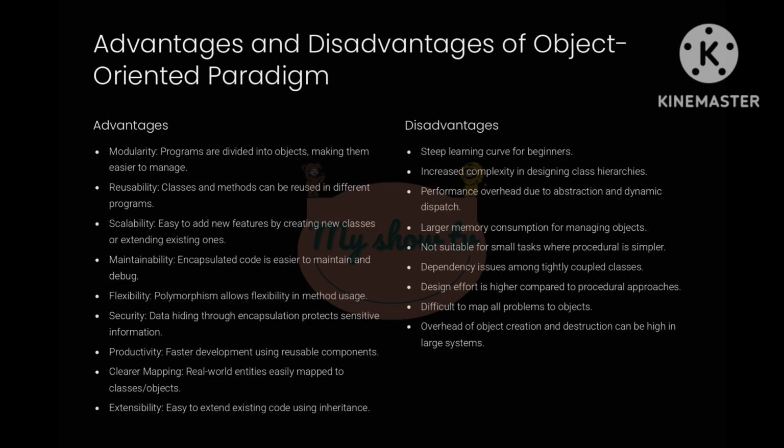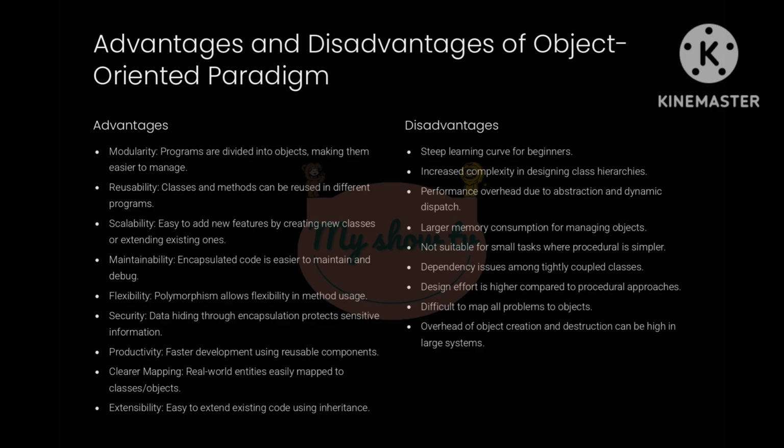5. Flexibility. Polymorphism allows methods to adapt according to object type. 6. Security. Encapsulation hides internal data, protecting it from external modification. 7. Productivity. Using existing components and patterns speeds up development. 8. Clear mapping to real-world. Objects represent real-world entities, making design intuitive. 9. Extensibility. Easy to enhance existing functionality through inheritance and overriding.